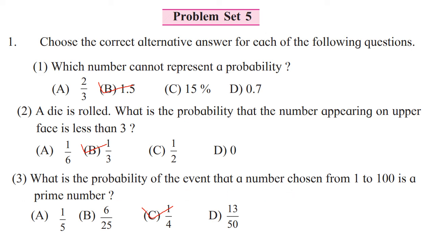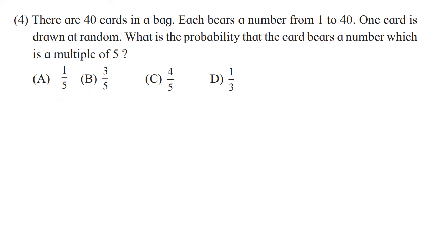Okay, now let's go ahead towards the next one. Fourth MCQ here. There are 40 cards in a bag. Each bears a number from 1 to 40. That means here number of sample points are 40. N of S is 40. One card is drawn at random. What is the probability that the card bears a number which is a multiple of 5?